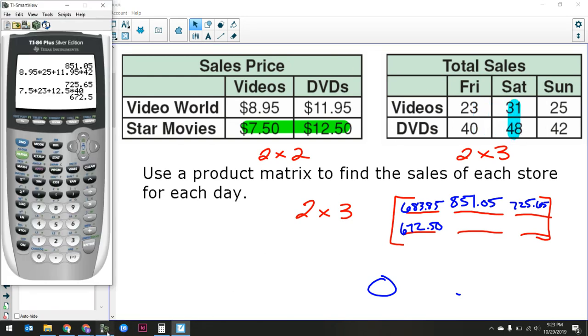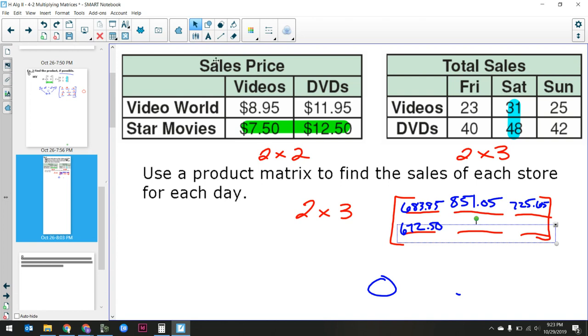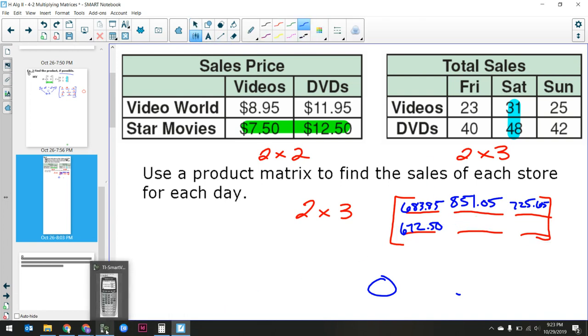I'm going to go back in here. I'm going to do 7.5 times 31 plus 12.5 times 48. 832.50. And again, please be doing this along with me. What did I say? 832.50? Yeah.